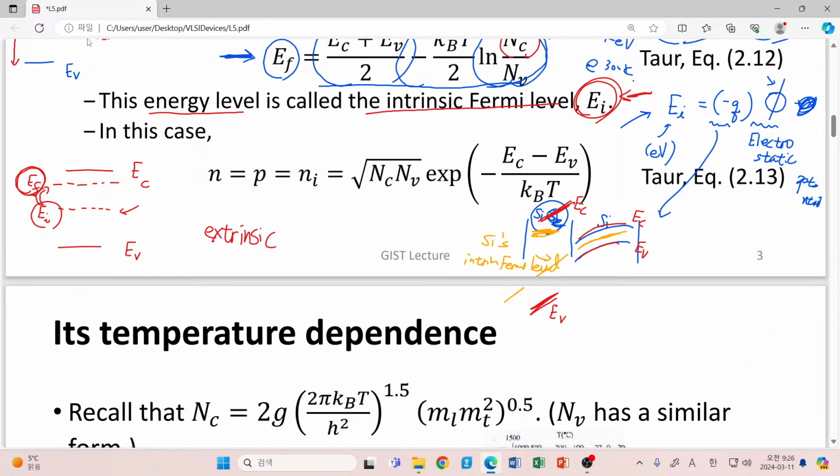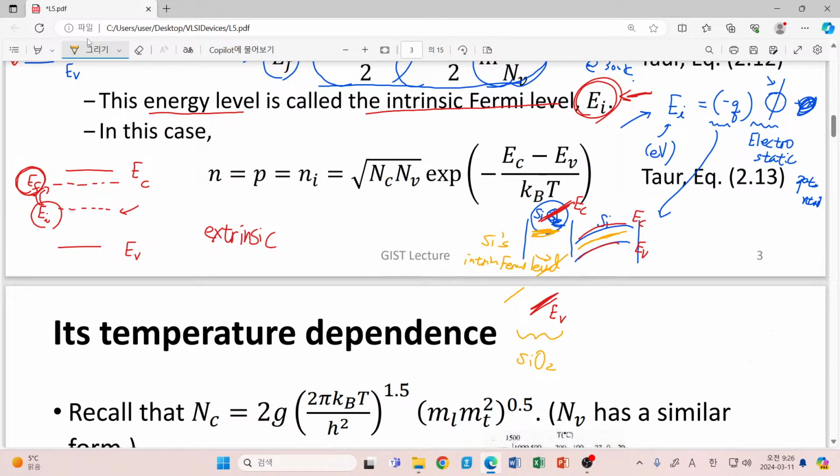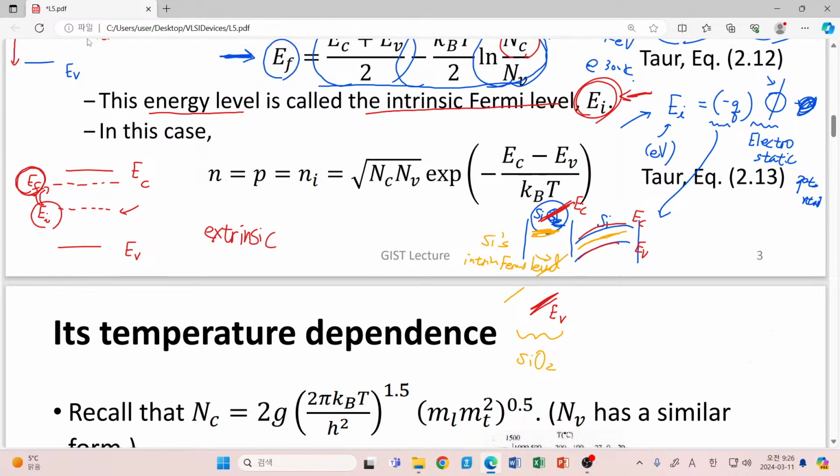Here we actually have a silicon dioxide, so there is no silicon at all. However, when we consider this kind of quantity, the reference energies for describing the conduction band and valence band, in this case we just take the reference material's intrinsic Fermi level to specify the reference energy at a given position. So if you cannot understand, please let me know. I will try to repeat this explanation once again.